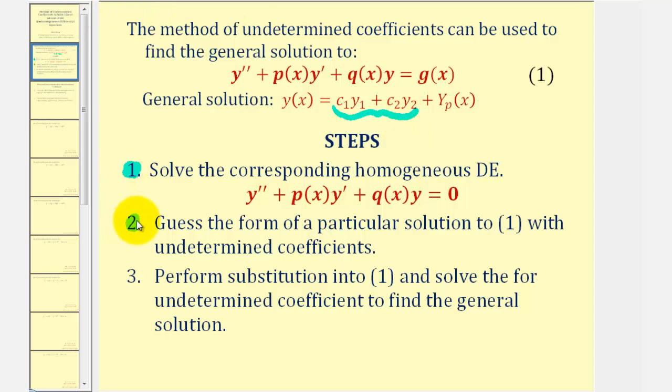Then we'll use steps 2 and 3 to find big Y sub p, a particular solution. So what we'll do for step 2 is guess the form of a particular solution to the non-homogeneous differential equation based upon the form of g of x. And this function will have undetermined coefficients. And then we'll use this function to perform substitution into the original non-homogeneous differential equation, and then solve for the undetermined coefficients, which will give us big Y sub p, and therefore give us the general solution to the non-homogeneous differential equation. And this method works best when g of x consists of polynomial functions, exponential functions, or sines and cosines. So let's take a look at our example.